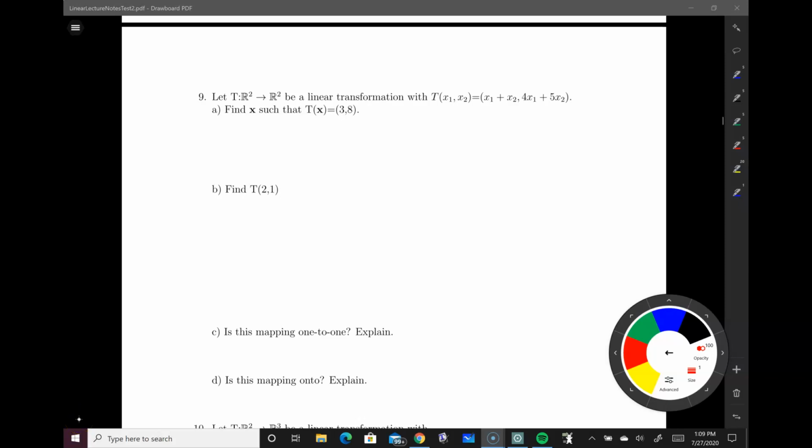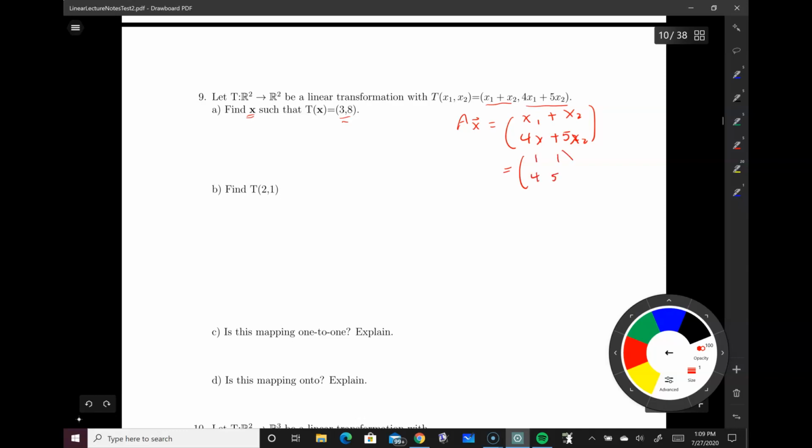All right, so moving on, now we're looking at a transformation, and I'm wanting to find the x that gets me to this vector in the codomain. So I will need to first find out what the matrix is. So again, always looking for the commas. So I can see that Ax will equal x1 plus x2, 4x1 plus 5x2. So then my matrix A will be [1, 1; 4, 5] that I'm multiplying times [x1; x2].